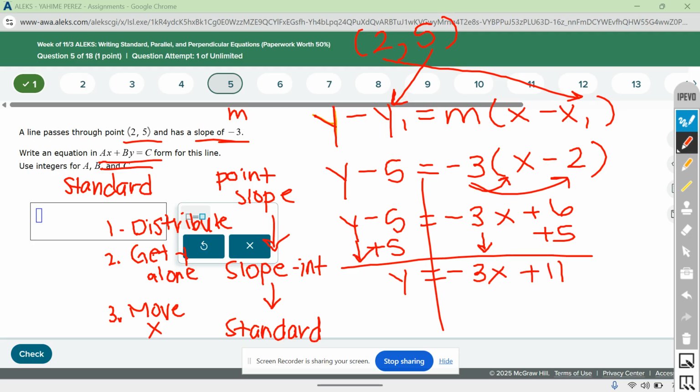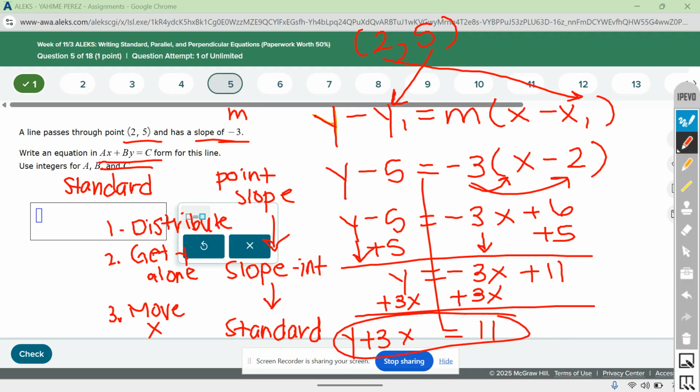And my last step is to move the x. So I'm going to get rid of the -3x by adding or subtracting. So in this case, I'm going to add 3x, doing its inverse. And I will have my standard form. This is the answer. This is the answer for standard form.